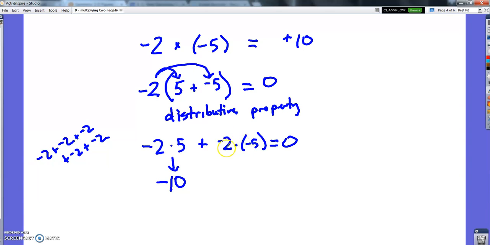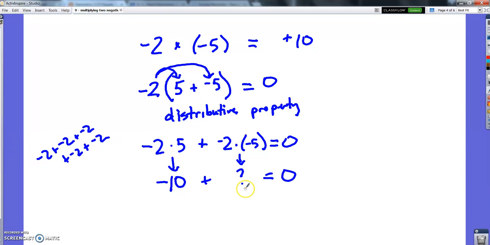This is too hard to show. I can't show you negative 2 groups of negative 5. I can't do that. I don't know what that even means or what that would look like. So this one, I can't solve this with any old math I have. I have to just prove this to you another way. So what happens here, notice I've got negative 10 plus whatever this is has to be 0.